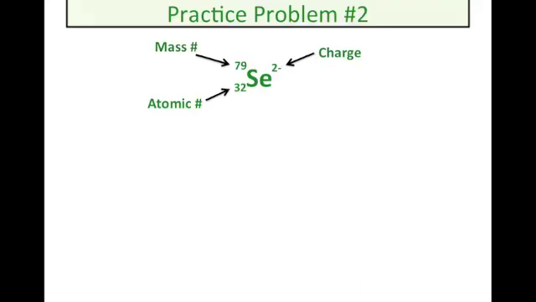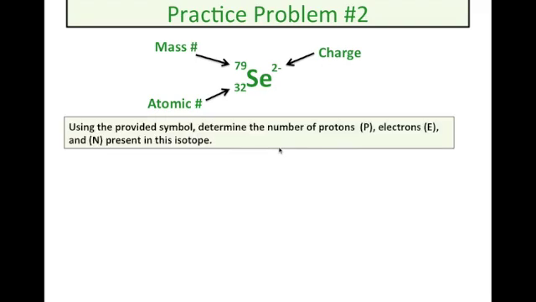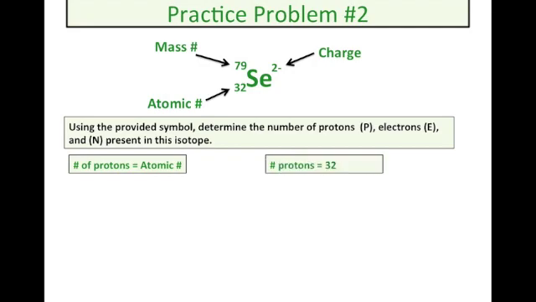Let's look at another problem. Here we have the symbol for this isotope of selenium. The mass number, atomic number, and charge have been provided. The problem says, what would be the number of protons, electrons, and neutrons for this isotope? Remember, to determine the number of protons, that is going to be equal to your atomic number. So since my atomic number is 32, the number of protons we have is 32.